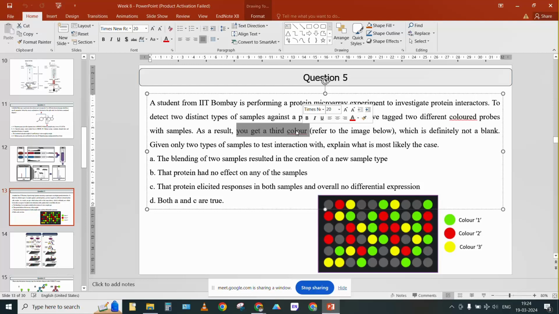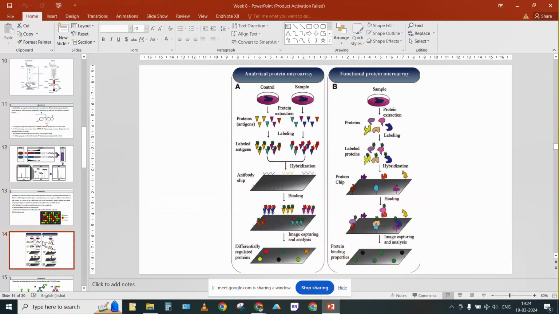This third color could potentially indicate a non-specific interaction or a cross reactivity between one of the sample types and a protein on the microarray. Okay, so I'll give you some possible explanations for the same. There are three types: non-specific binding, cross reactivity, experimental artifact, and some further investigations.